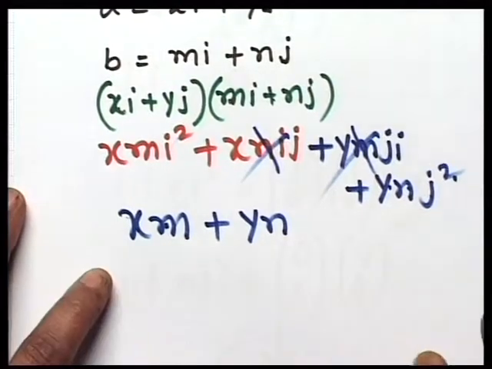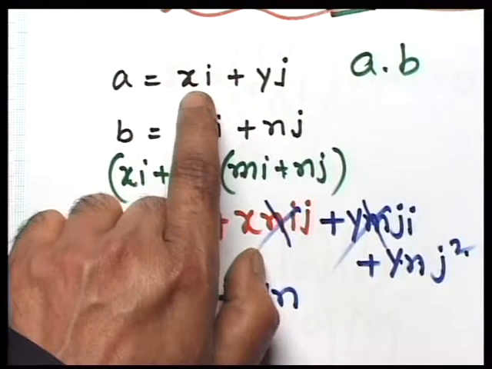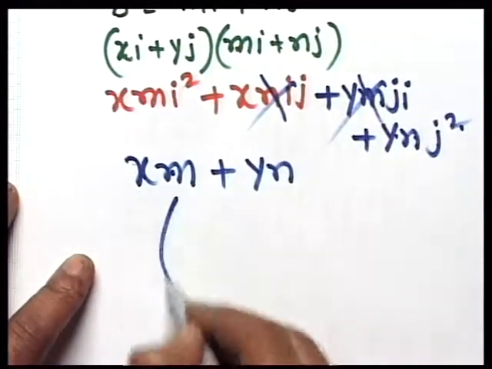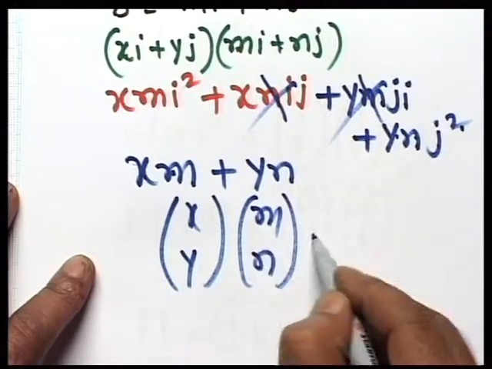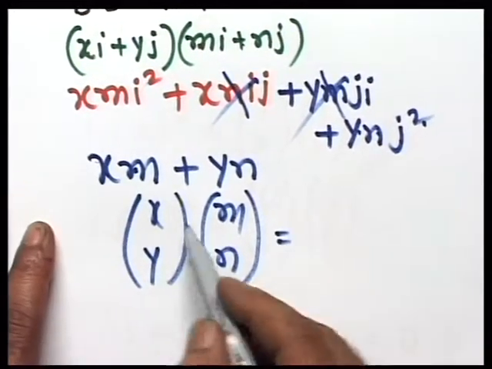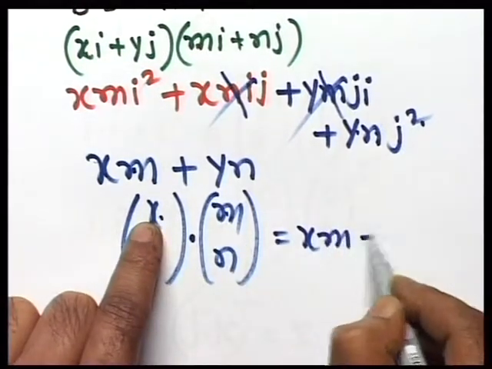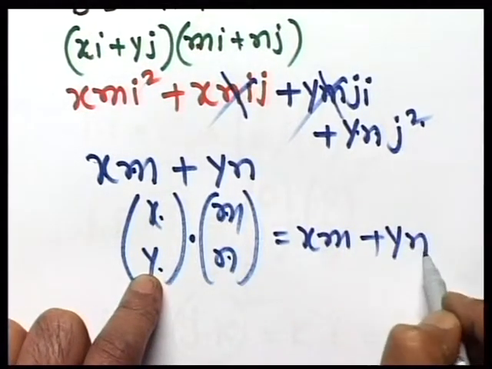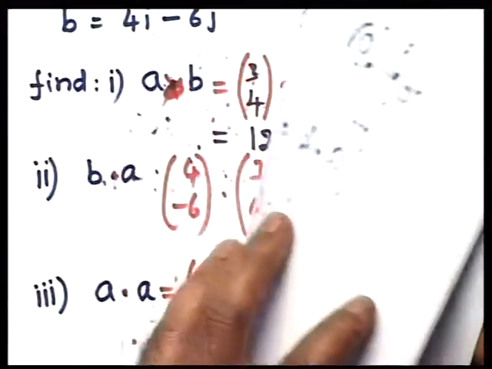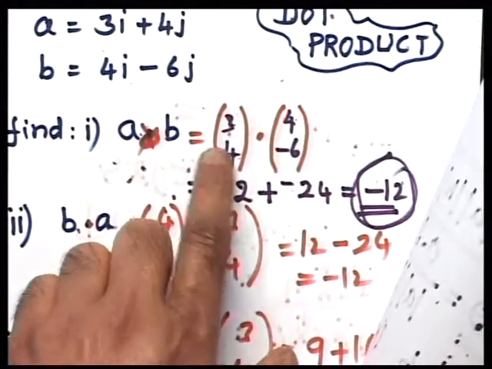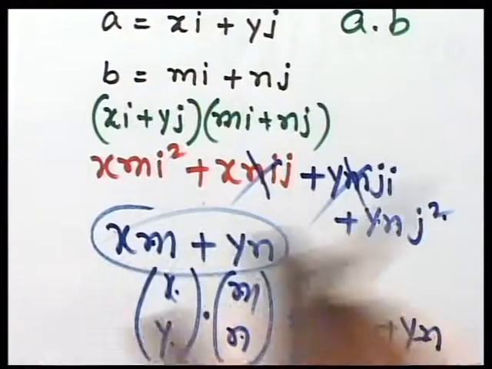So what we are saying is, multiplying a dot b using the column vector style, x, y, m, n, if I write like that, x, y and m, n, those are the numbers please. To find the dot product we simply say xm plus yn. Alright, that's what it means. That's why we multiplied those vectors like that. 3 times 4 is 12, 4 times 6 is minus 24.